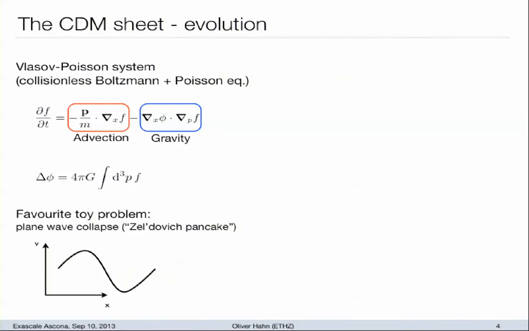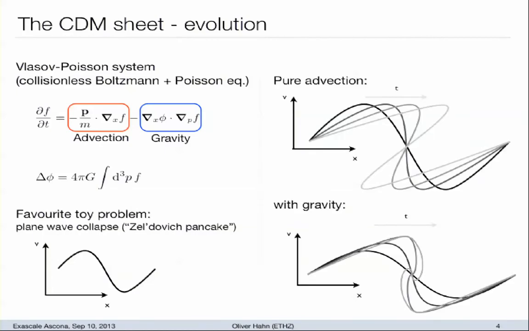And to start, we'll just look at the favorite toy problem, which is just a single mode perturbation. So this is the velocity, this is the spatial extent. This thing, if it's cold enough and the temperature is zero, is in excess of its Jeans scale and it will collapse. What will happen is the advection term will just move this through itself, and because it's collisionless, nothing will happen. It will just cross through itself, and what you'll get is a multi-streaming region in the center, because here the velocity is three-valued. Here it's single-valued. Here you have a caustic, and it's three-valued.